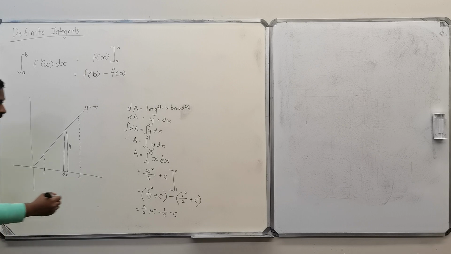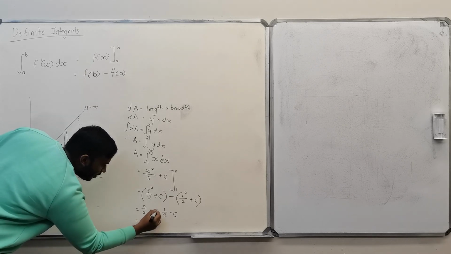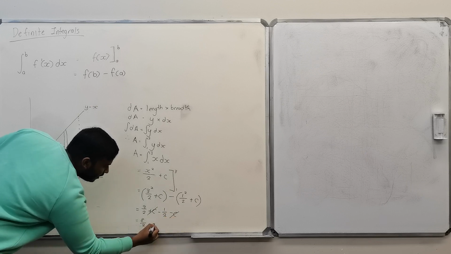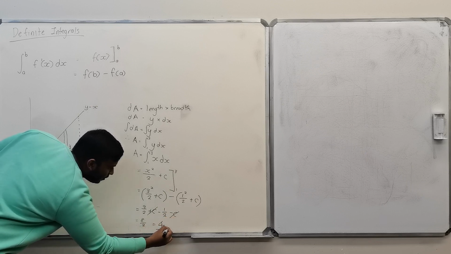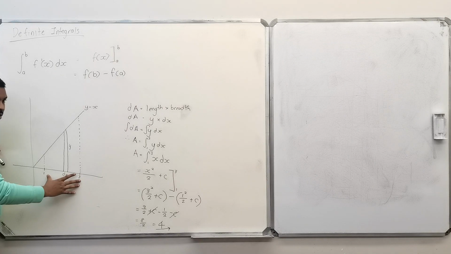Okay? Then you end up with 8 over 2, because remember the c and the c would cancel, and that's 4. That's what we did, right? What we basically did was work out the area under the curve from 1 to 3.